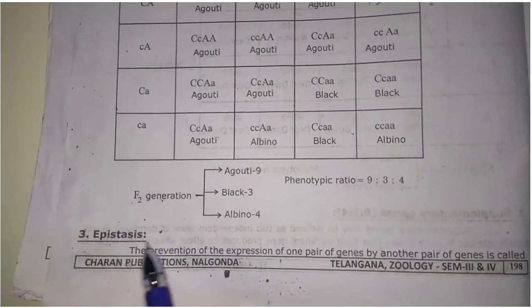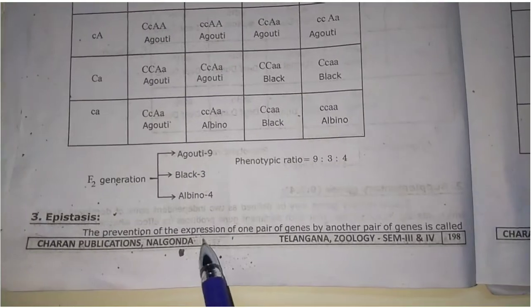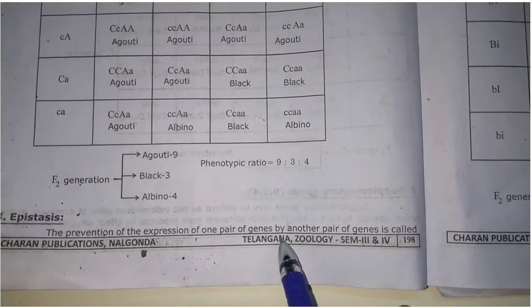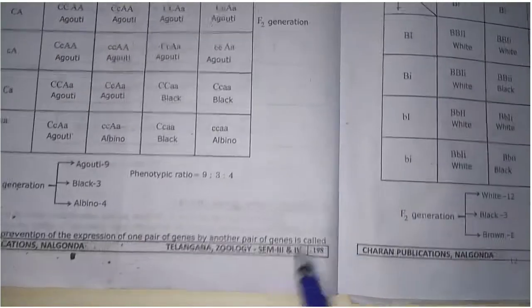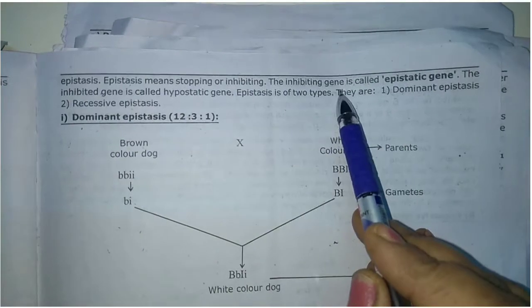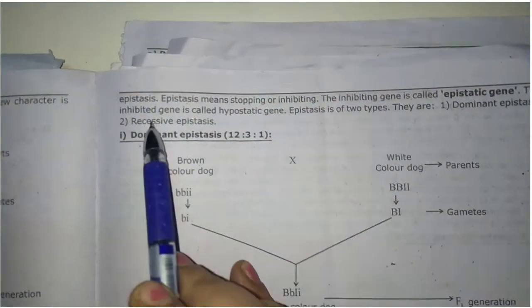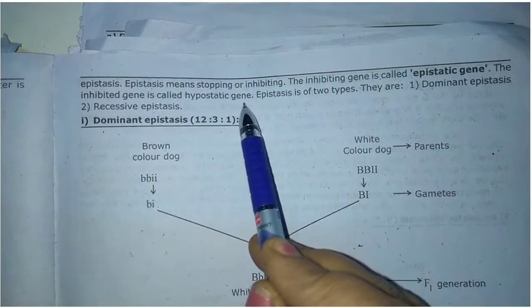Today our topic is epistasis. It comes for the short question. The prevention of the expression of one pair of genes by another pair of genes is known as epistasis. Epistasis means stopping the characters. The inhibiting gene is called the epistatic gene. The inhibited gene is called a hypostatic gene.